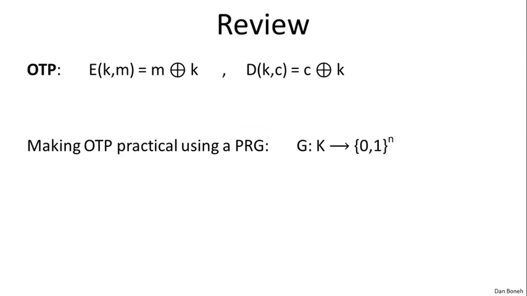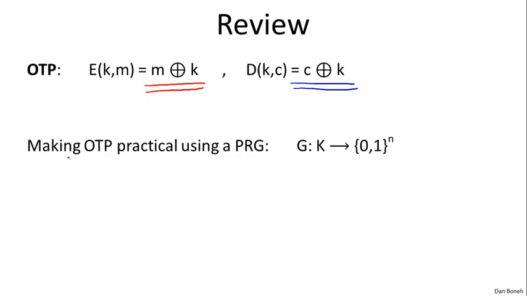So recall that the one-time pad encrypts messages by XORing the message and a secret key, where the secret key is as long as the message. Similarly, decryption is done by XORing the ciphertext and the same secret key. When the key is uniform and random, we proved that the one-time pad has this information theoretic security that Shannon called perfect secrecy. The problem was, of course, the keys are as long as the message, so the one-time pad is very difficult to use.